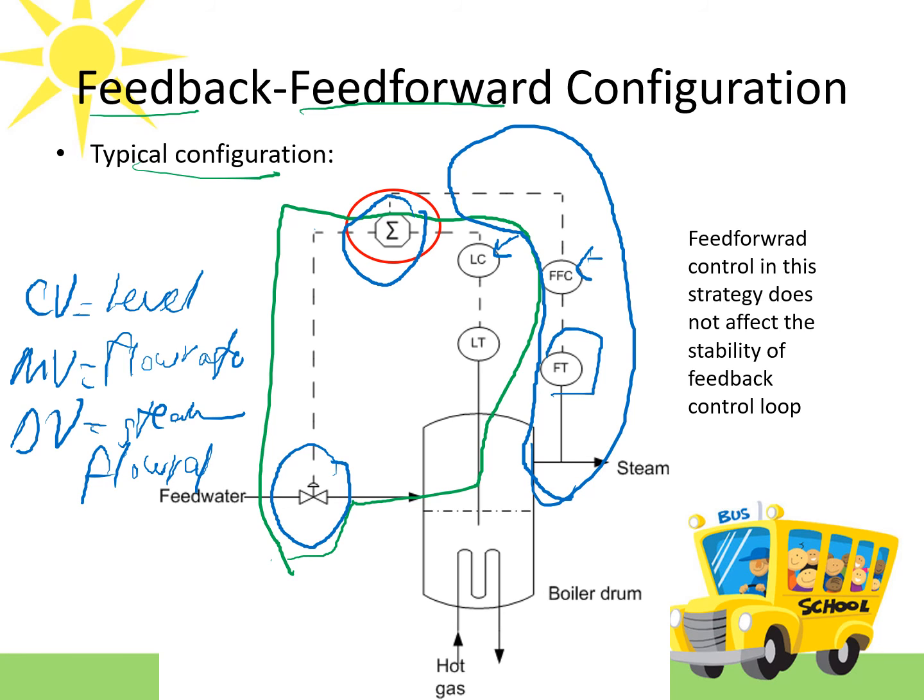So with this configuration, based on the previous closed loop transfer function, we have analyzed the denominator part, and in the denominator part, there is no transfer function of the feed-forward controller, meaning that the feed-forward control does not affect the stability of the feedback control loop.